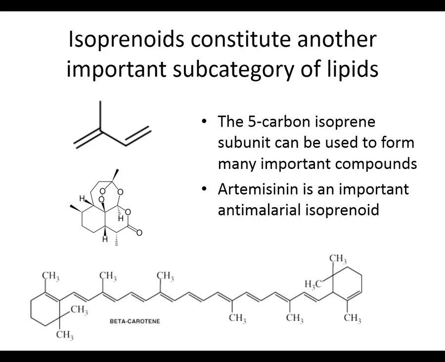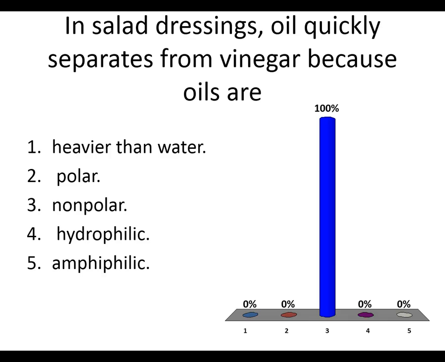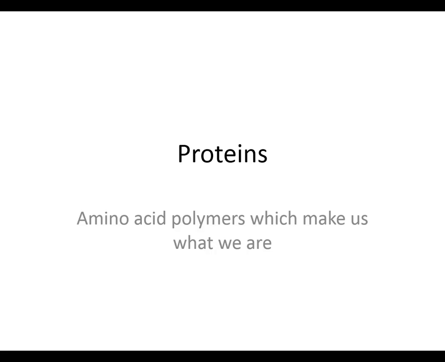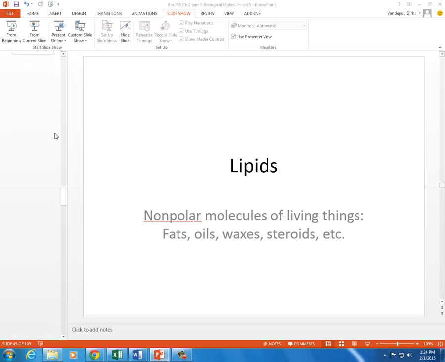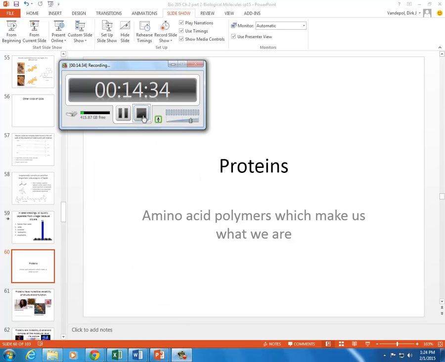This molecule is harder to imagine that it comes from isoprenoids, but this is artemisinin. It's a drug that is good against malaria. Okay, so in salad dressings, oil quickly separates from vinegar because oils are non-polar is the correct answer. 3. Good. All right. So proteins. I'm going to stop here because proteins is a rather large enchilada.